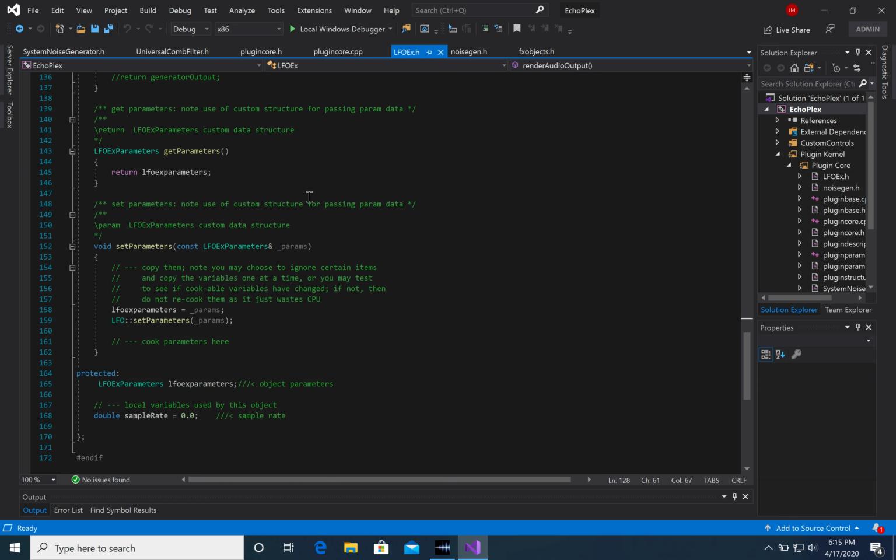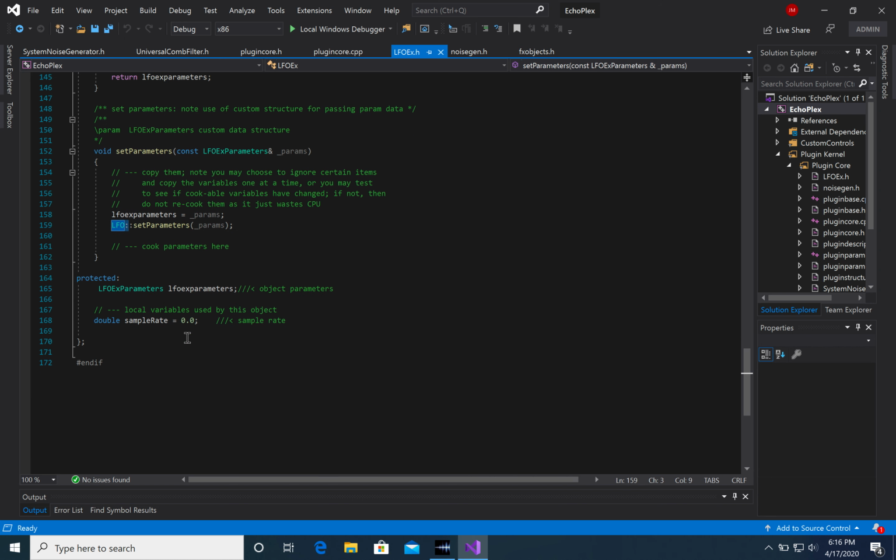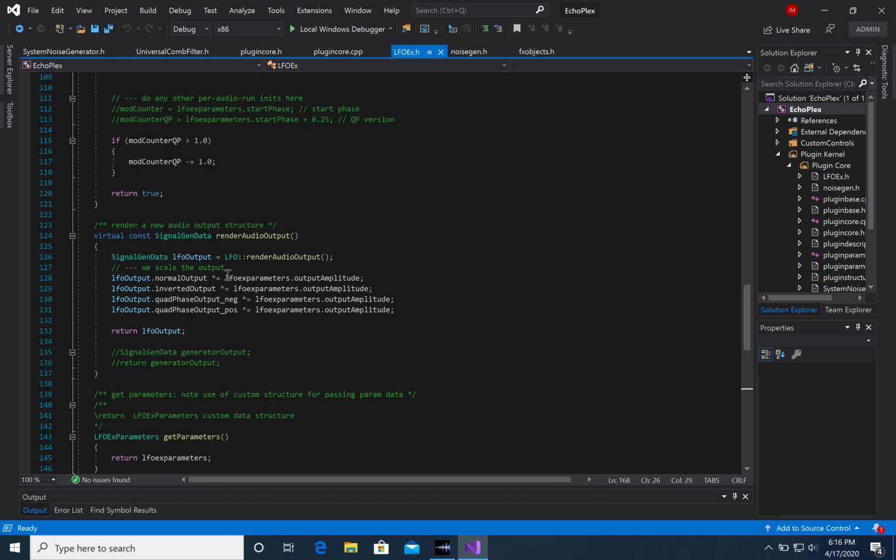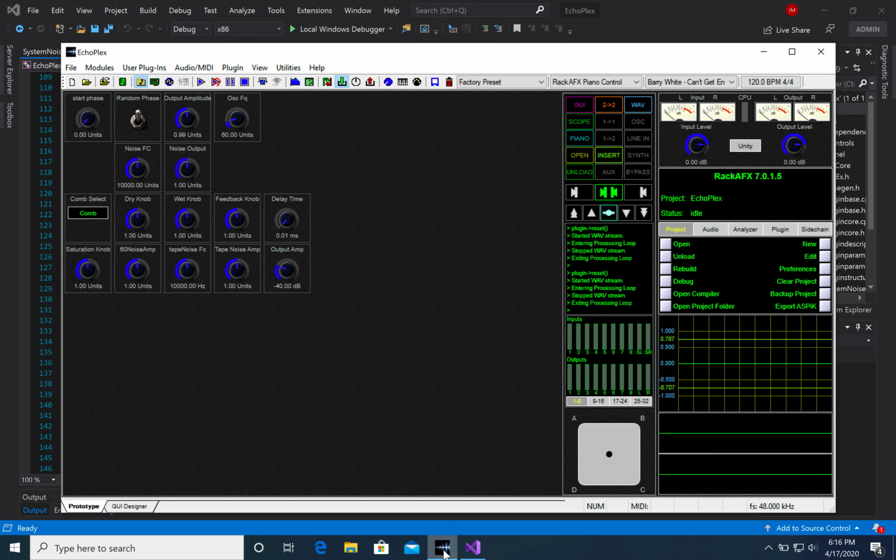Finally, we're just setting the parameters into our LFOEX object, as well as setting our parameters into the LFO object we're inheriting LFOEX from. And then finally, these are just our local variables. We have LFOEX parameters and the sample rate here, which is dependent on whatever we're using signal-wise in RackAFX.